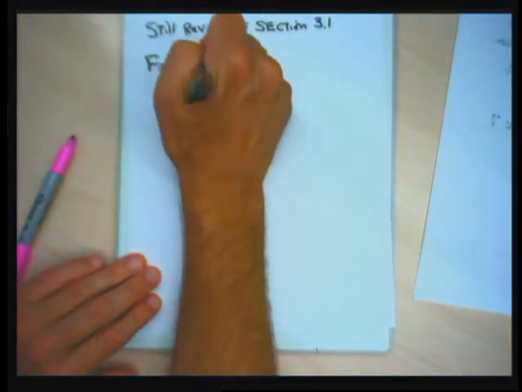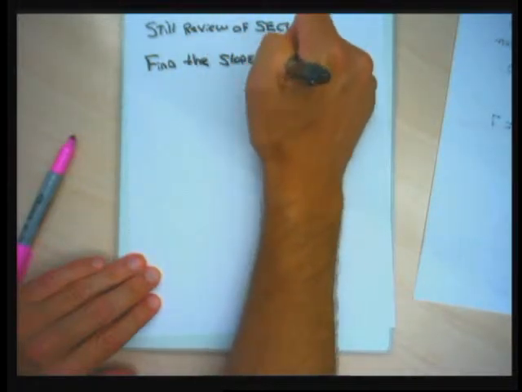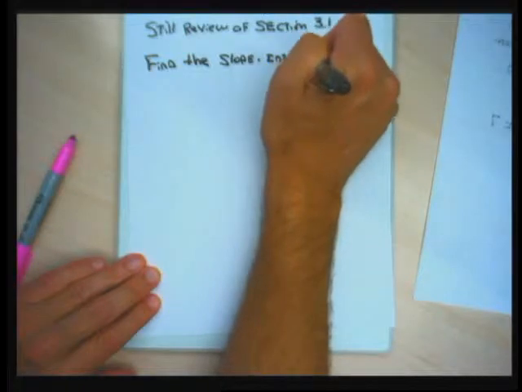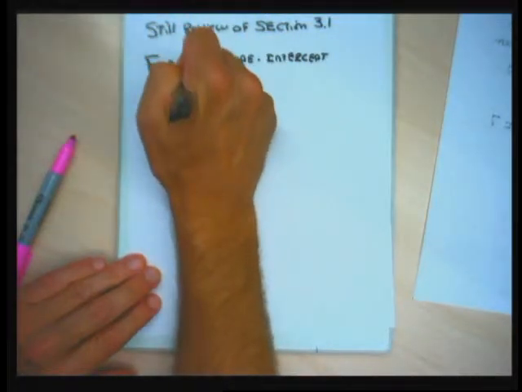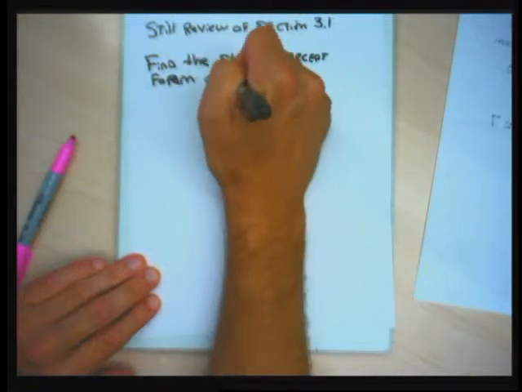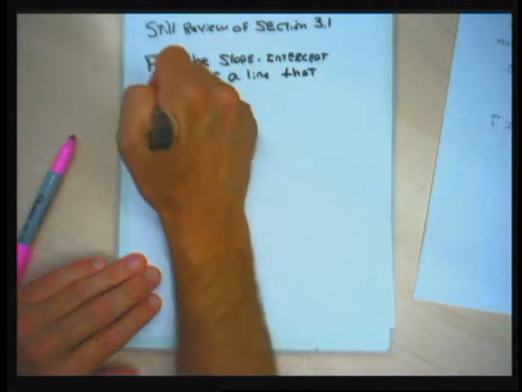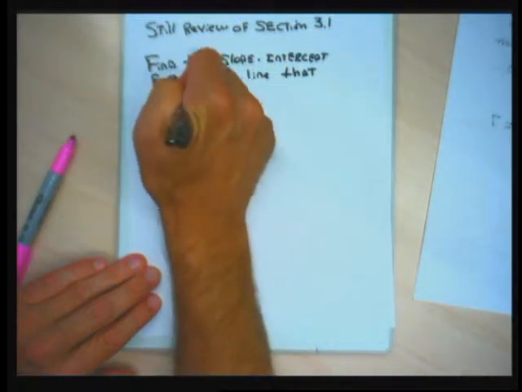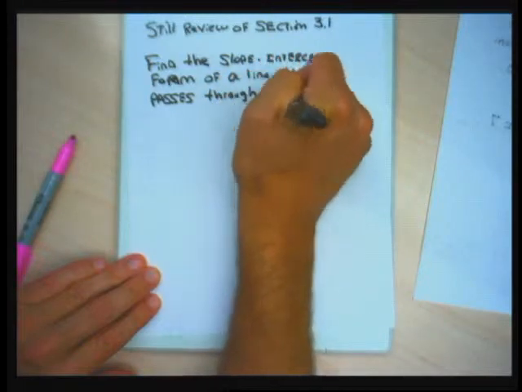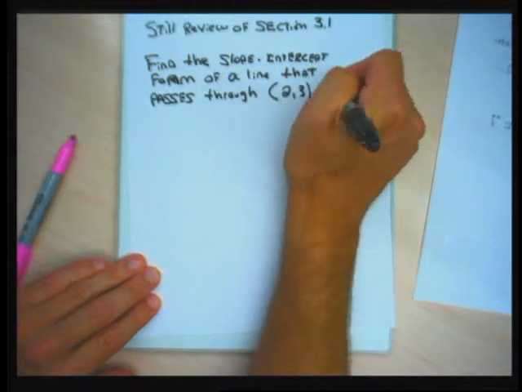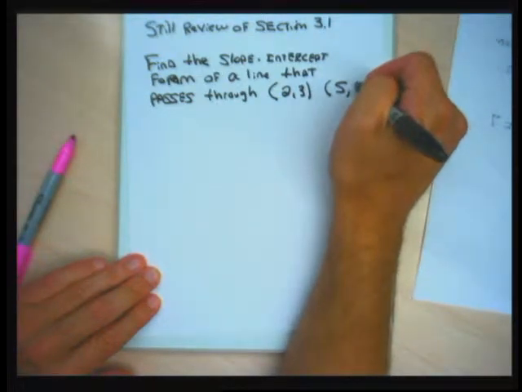Find the slope-intercept form of a line that passes through the points 2, 3, and 5, 15.